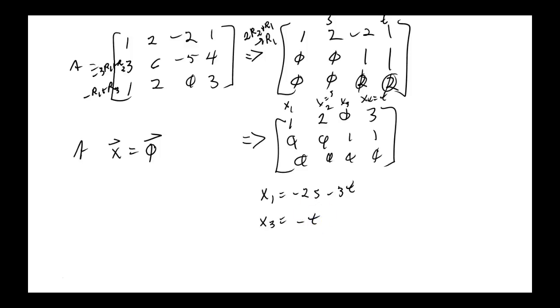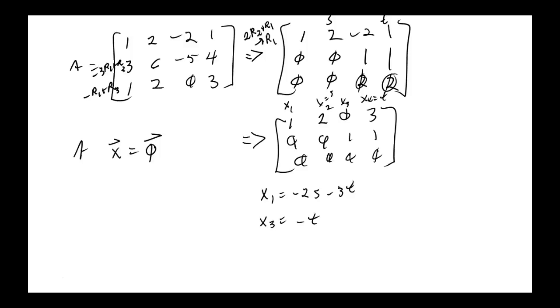Now, here's what I was trying to say before. x3 equals negative t. Right. x4 was t, so this thing is equal to 0. x3 plus x4 is equal to 0, so that means x3 plus t is equal to 0.